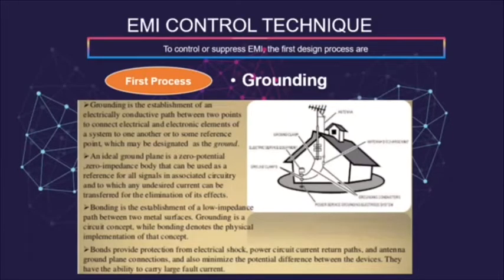Bonding is the establishment of a low impedance path between two metal surfaces. Grounding is a circuit concept, while bonding denotes the physical implementation of that concept. Bonds provide protection from electrical shock, a power circuit return path, an antenna ground plane connection, and also minimize the potential difference between devices. They have the ability to carry large fault current.